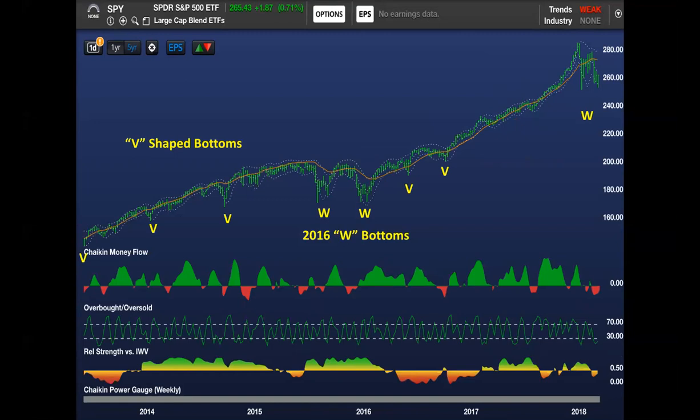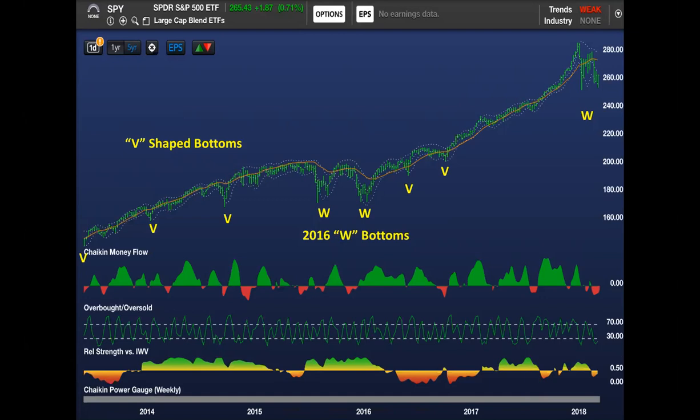But W-shaped bottoms occur when you've had a decline on a closing basis of more than 10%, but less than 20%, because more than 20% is a bear market. So we had a W bottom in late 2015 in August, September, and then we had a second W bottom in February of 2016. Typically, the decline is 13%, takes 2 to 4 months, and then you return to a new high within 3 months. So that's where I think we are now.